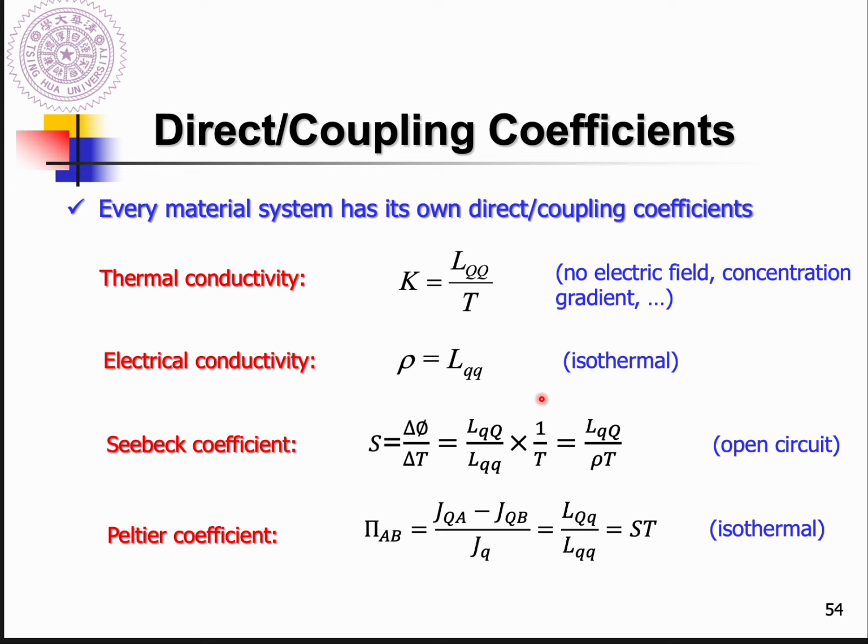Okay, so let me give you a summary here. The Peltier coefficient pi AB is related to the coupling coefficient divided by the direct coefficient, and is also proportional to the Seebeck coefficient. If you want to measure it correctly, you need to perform it under isothermal conditions, meaning the temperature gradient dT over dx equals 0. There's no temperature gradient along these materials. These are very important assumptions.